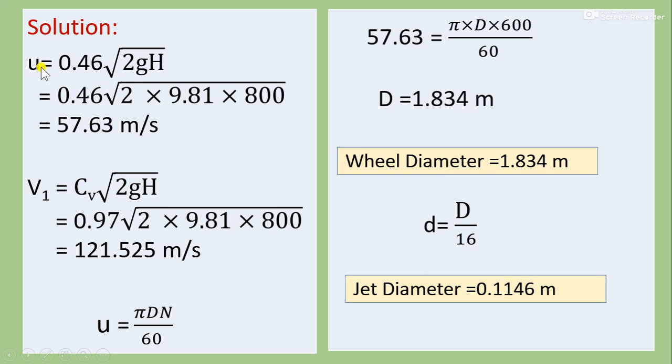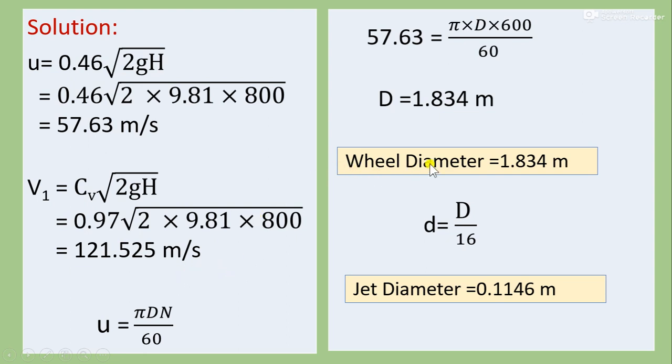So here first of all, U is equal to 0.46 times square root of 2gH. This formula we use because we know the H. So calculate U in meter per second. Second, we can calculate jet velocity. The formula is Cv into square root of 2gH. In this, put the Cv value and head value and get the value of V1 in meter per second.